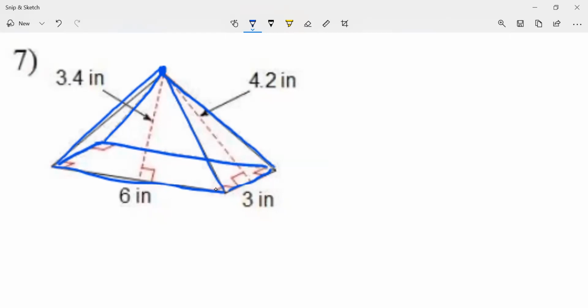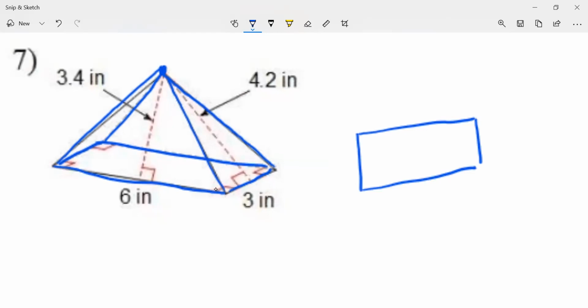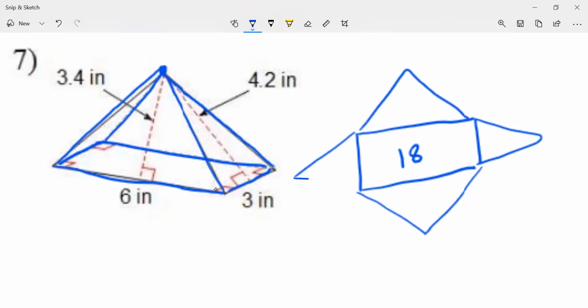Okay, so let me take a look at my base. It's a 6 by 3 rectangle, so the area of that rectangle is going to be 18. Now, the interesting part: if I make this flat, remember I talked about nets, you make a solid into 2D. On each side of the base, you're going to have a triangle. There's a triangle there, a triangle here, and a triangle here.